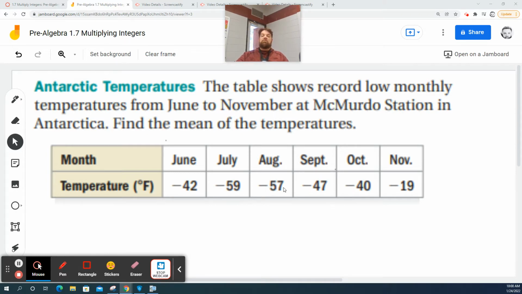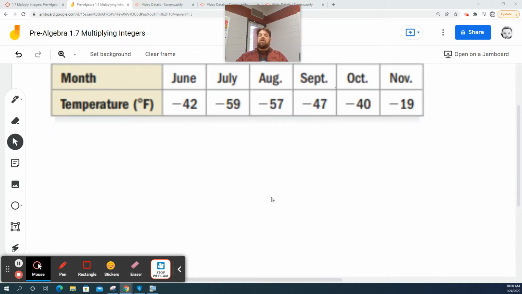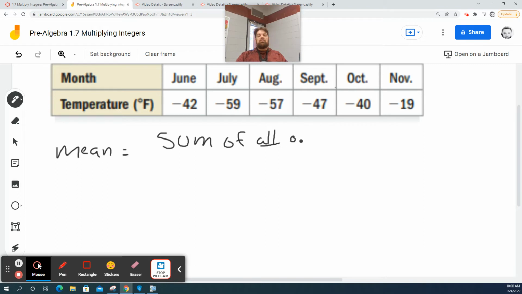All right, now mean is the arithmetic average. Okay. Now the arithmetic average, so let's write this out. The mean equals the sum of all of the values. So we're going to add all these values up over the total number of values.